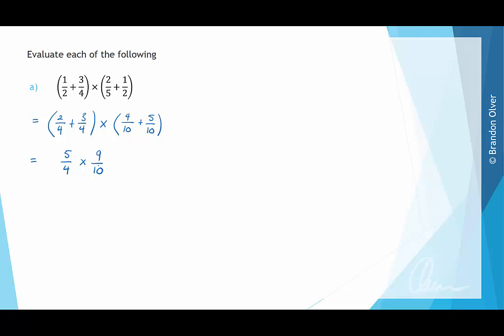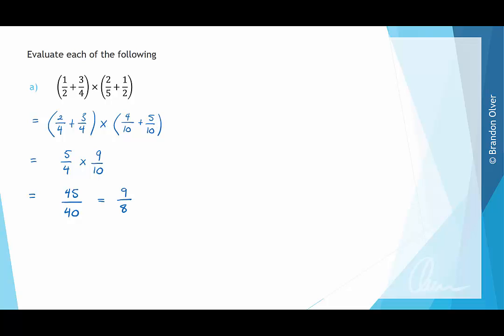Now that we've just got two fractions, we multiply the numerators together and the denominators together. So we have 5 times 9, which is 45, divided by 4 times 10, which is 40. And that can simplify down into 9/8.